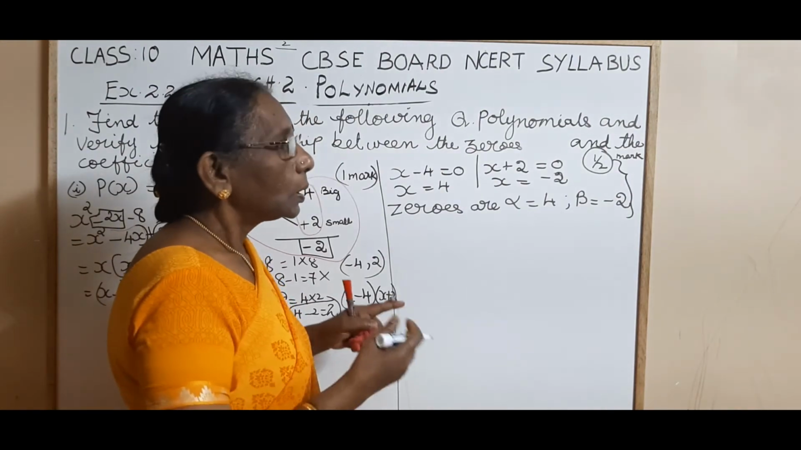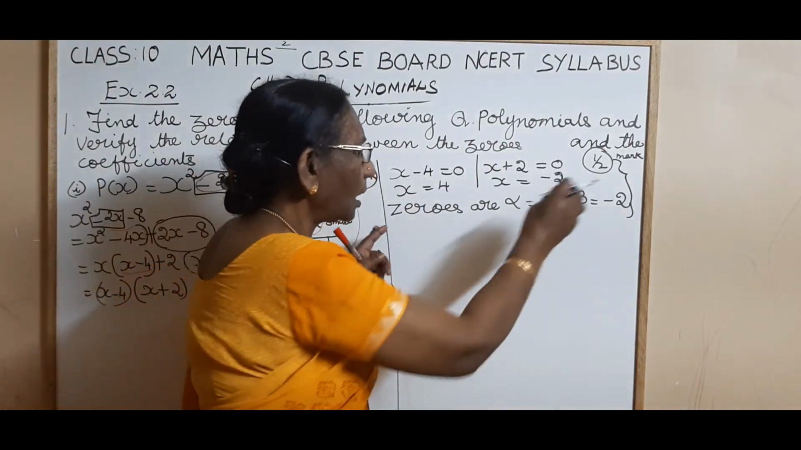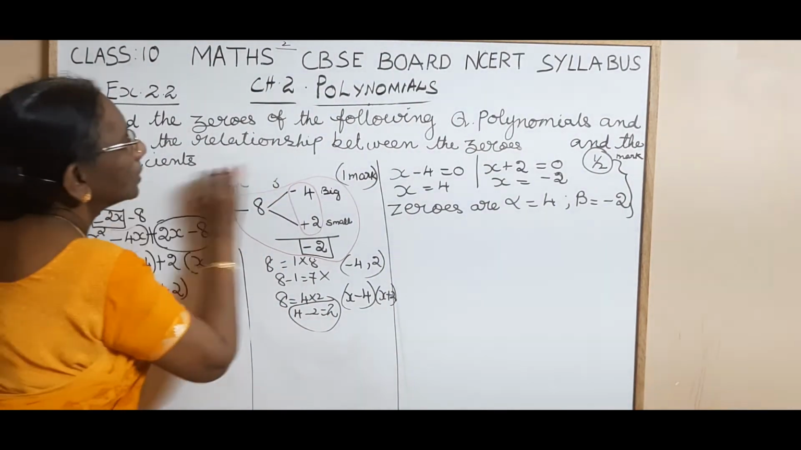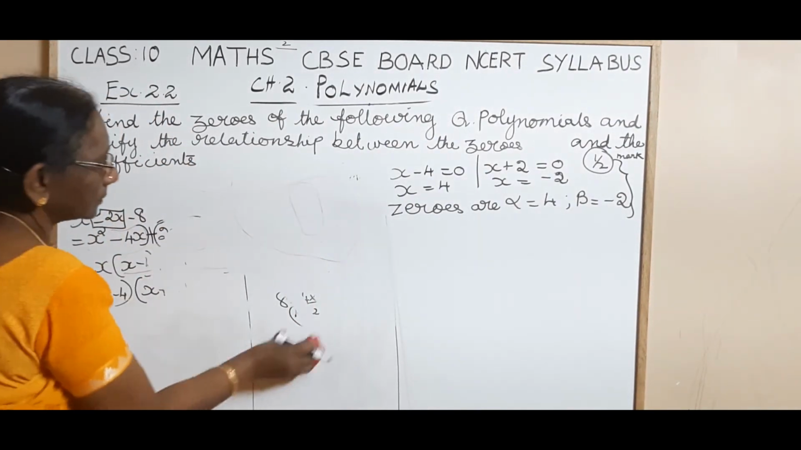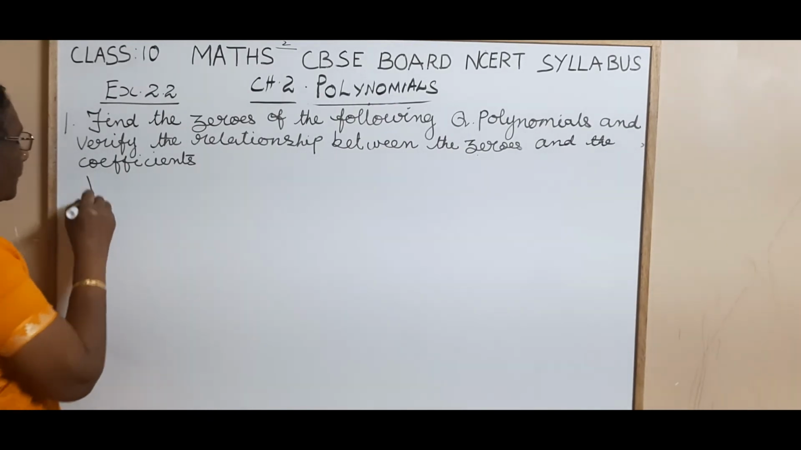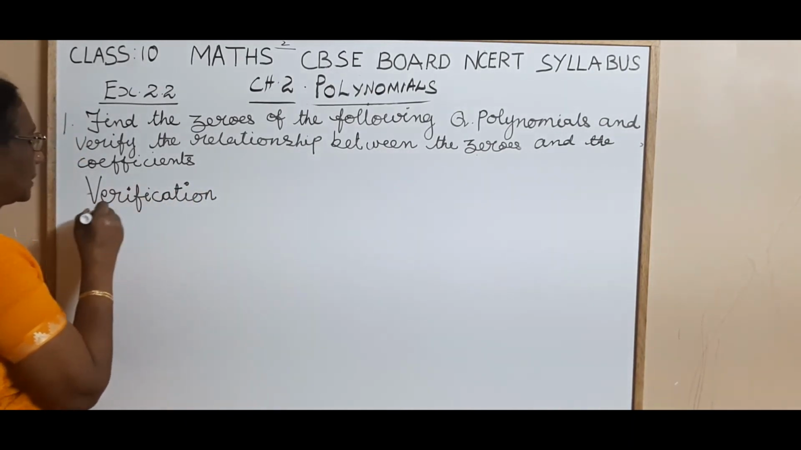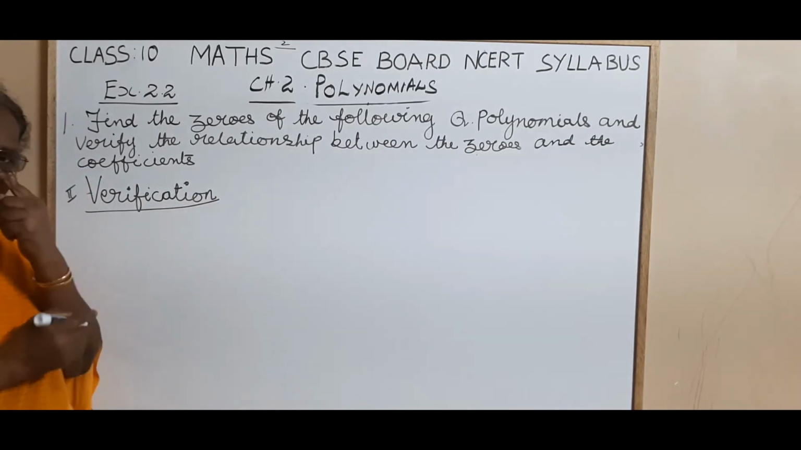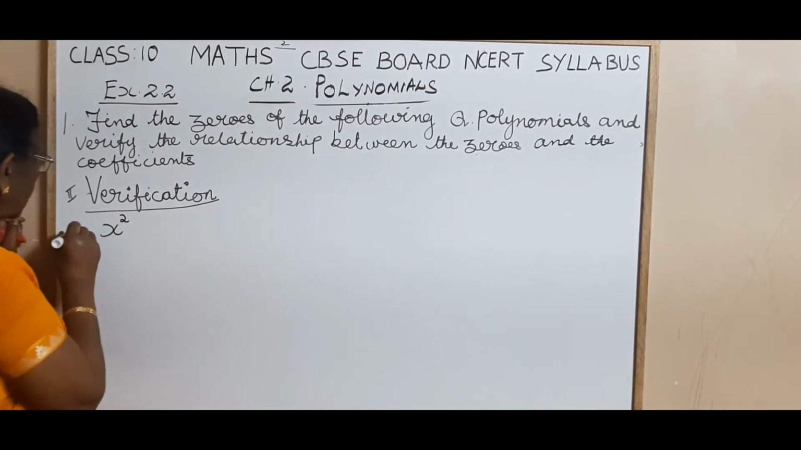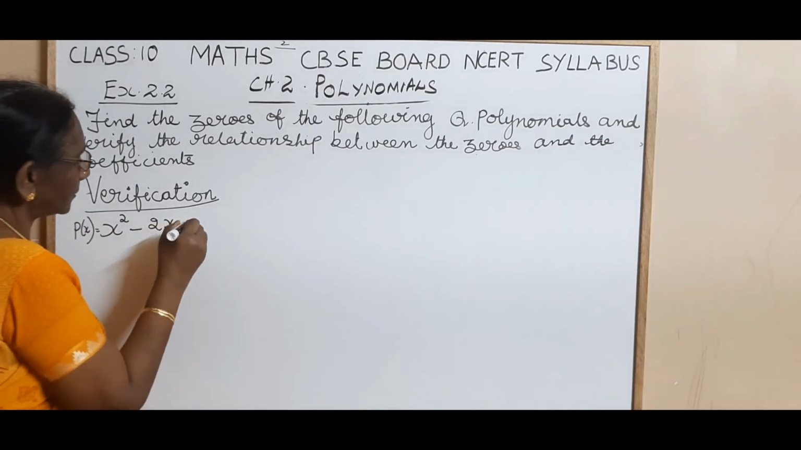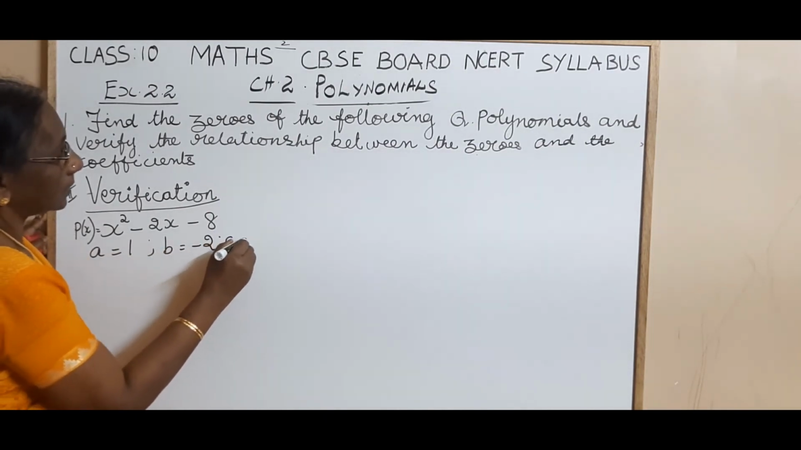Okay children, now we have to do the next part of the answer, what? Verification. So first let us verify the first one. This is the first part and this is the second part. Let us write the coefficients first. p of x is x squared minus 2x minus 8. So here what is A? A is equal to 1, B is equal to minus 2 and C is equal to minus 8.